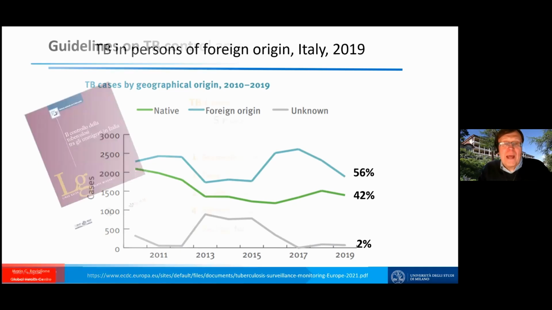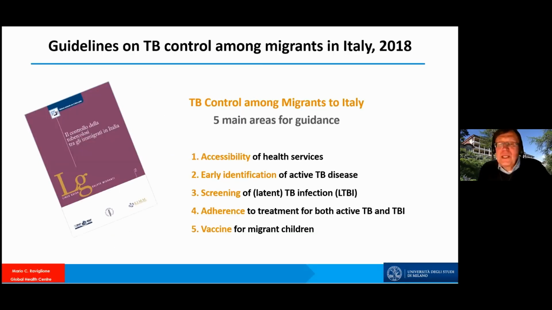When it comes to guidelines, well, there is a set of guidelines that was developed by the National Institute of Health in 2018. I happen to be, by the way, an external reviewer for this set of guidelines that follow the GRADE system and so on, where they then, together with two NGOs that work on migration and health, outlined 5 areas for guidance: access, identification of disease, screening of infection, adherence to treatment, and vaccine.